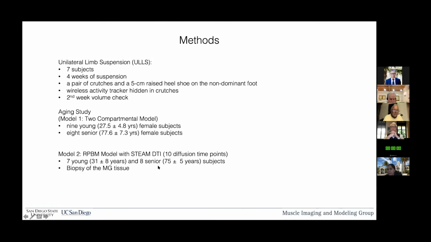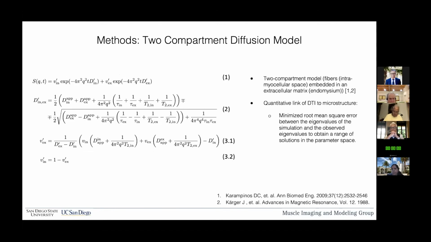And in addition, many of the subjects also had biopsy of the muscle tissue. So we had biopsy samples for the model 2 correlation. I won't go into this model itself, but all I want to say is that the model is complex, and therefore the fit is very prone to noise and fitting accuracy, which is very important in model fitting.